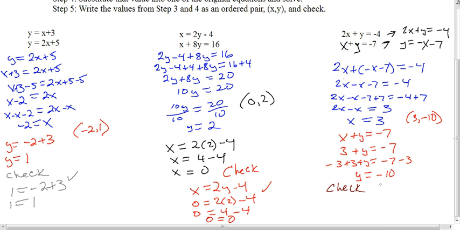And we will check by using x plus y is equal to negative 7. It says x is 3 plus negative 10 is equal to negative 7. Well, guess what? 10 minus 3 is 7, and 10 is greater, so negative 7 does equal negative 7. So again, all checks.